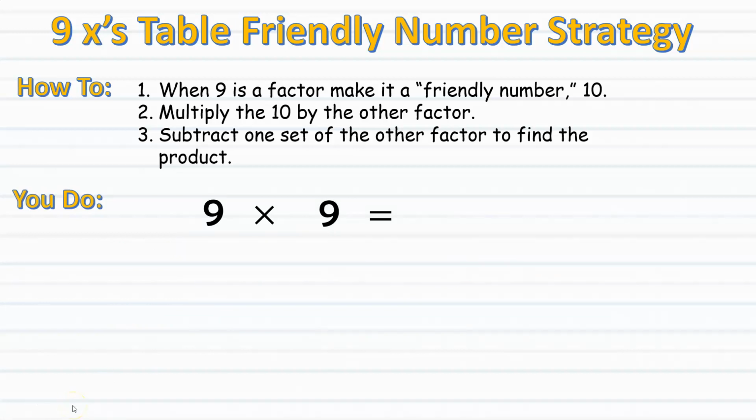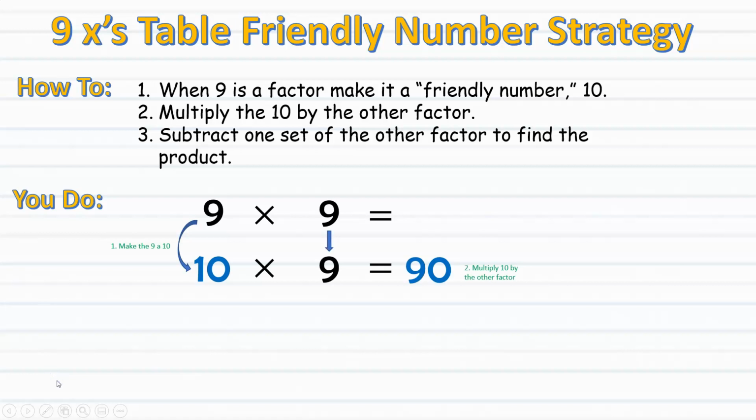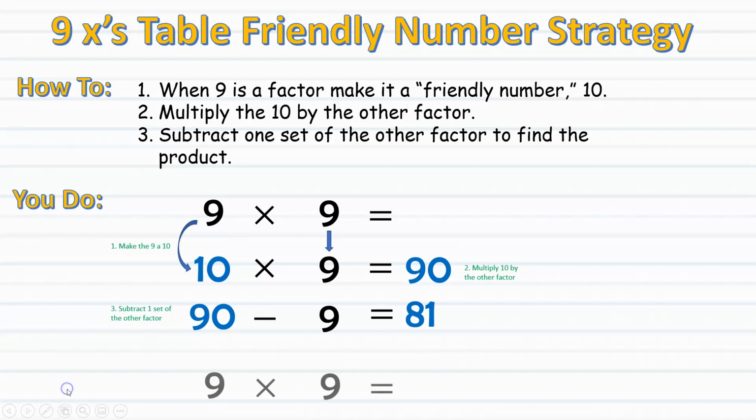Now it's your turn. You give this one a try. Pause the video, and when you're ready to resume, just press play. And we'll check our answer together. Okay, let's see how you did. Again, we're multiplying 9 times 9, so we're going to change 9 into a friendlier number. Then multiply 10 times 9, which is 90. But then we have to remember to subtract one set, leaving us with 81. Therefore, we know that 9 times 9 equals 81. I'm sure you got that right.